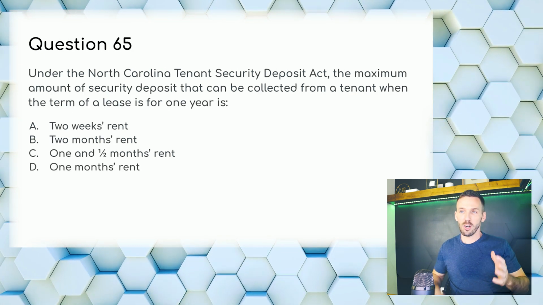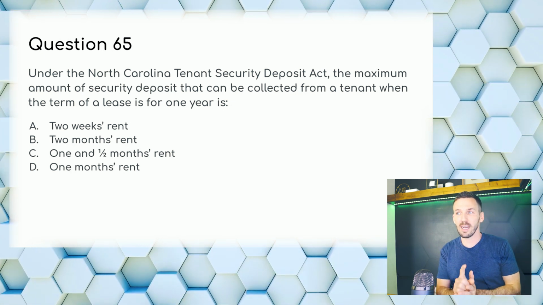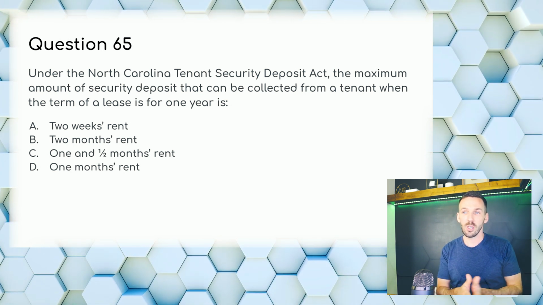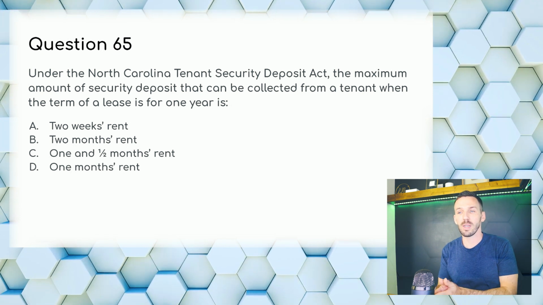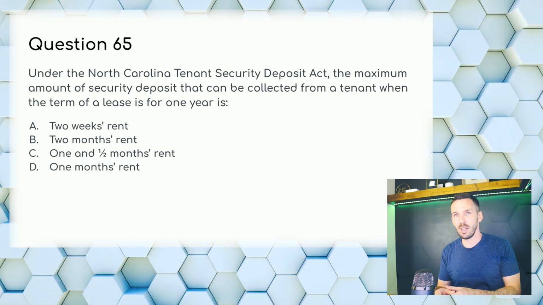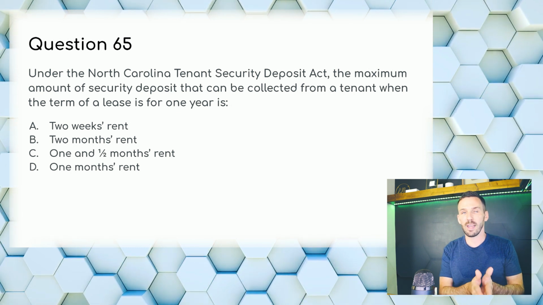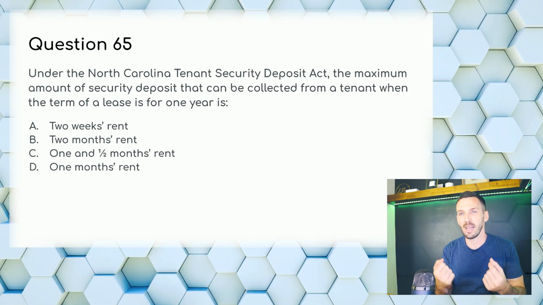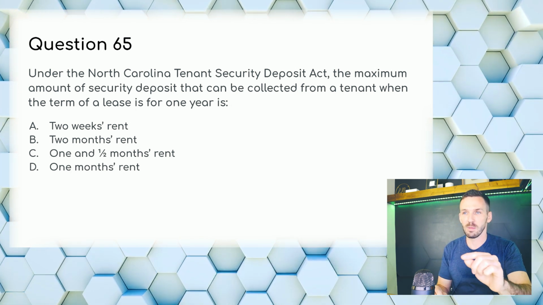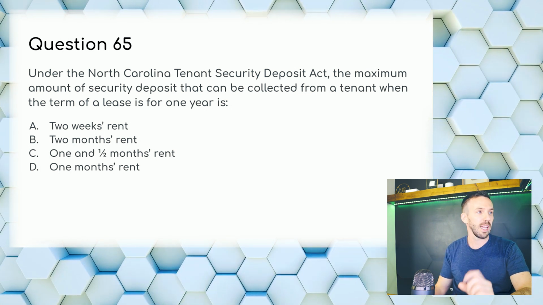Question 65. Under the North Carolina Tenant Security Deposit Act, the maximum amount of security deposit that can be collected from a tenant when the term of a lease is for 1 year is A. 2 weeks rent, B. 2 months rent, C. 1.5 months rent, D. 1 month's rent. So this is asking, if someone has a year term or longer, what is the most amount of security deposit that the investor can accept? So you should memorize the different deposits for different terms here. So a 1 year and above term is maxed out at 2 months rent. Answer here is B.